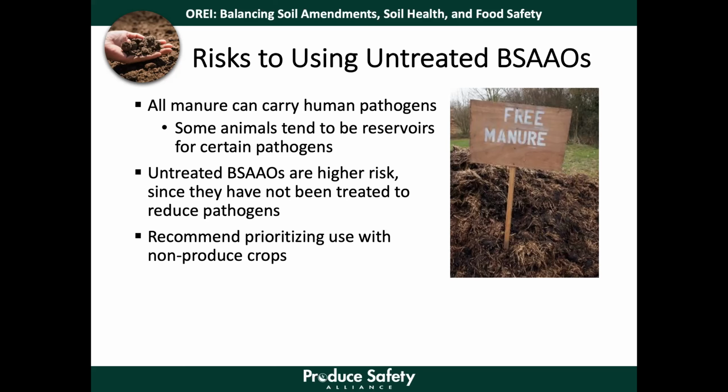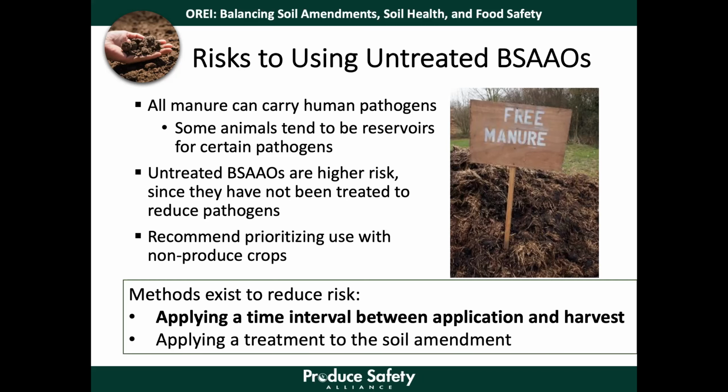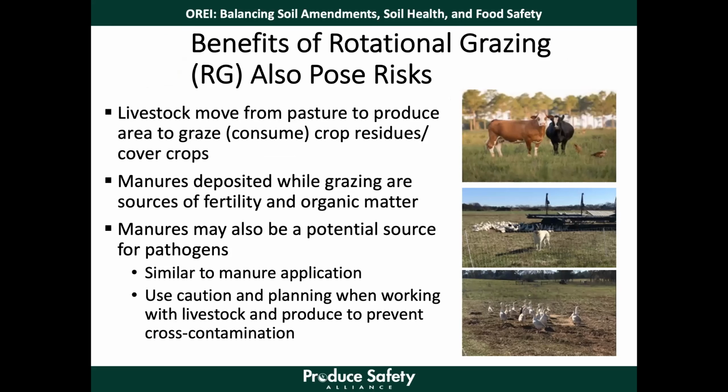So it's recommended to prioritize the use of those in non-produce crops, although there is a common practice in certain regions with rotational grazing in crops that are higher risk, such as vegetables. So how do we reduce that risk? One way is applying a time interval between application and harvest. In this case, we use integration of animals, livestock, and sometimes people refer to rotational grazing, or they refer to crop-livestock integrated production systems.